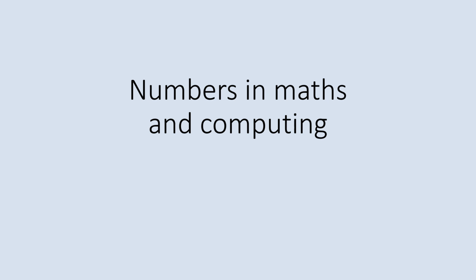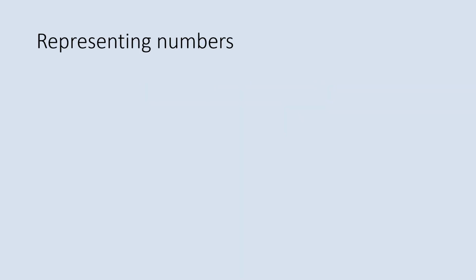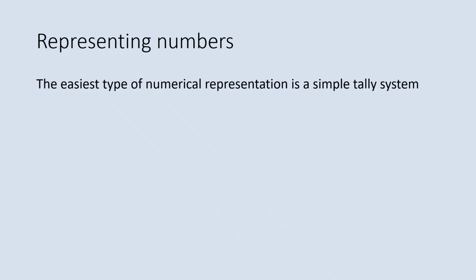Welcome to part one of a discussion of numbers in maths and computing. To represent numbers, we want to describe some ways to say how many of something there are. Usually we're talking about numeral representations, and the easiest type is a simple tally system.